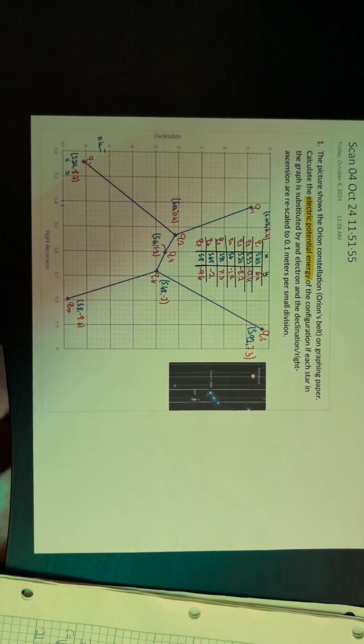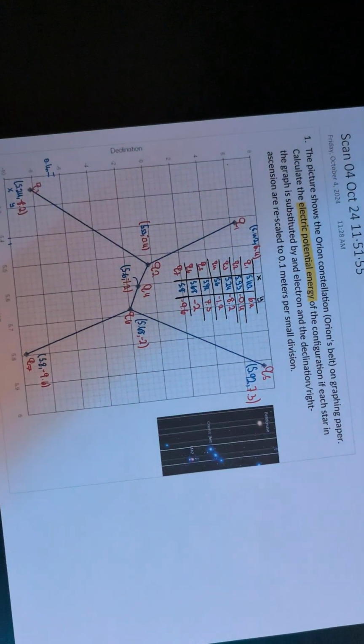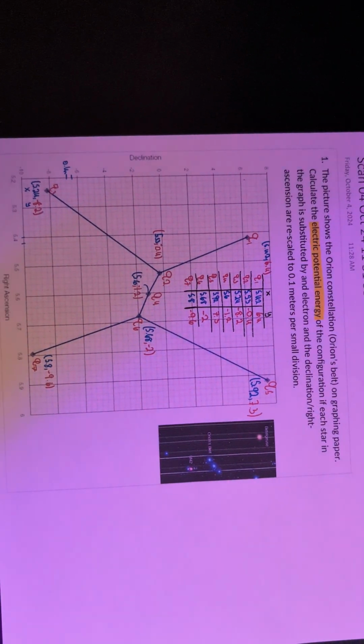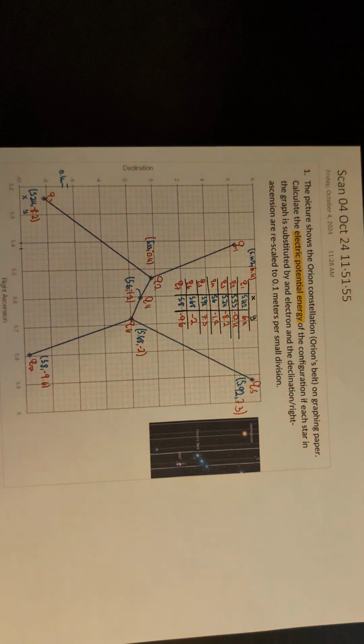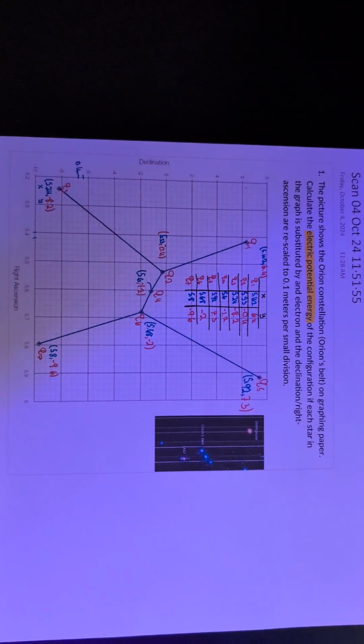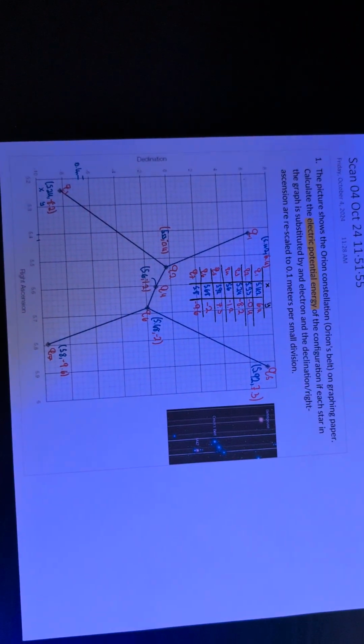Okay, everyone, this is chapter 25, question 1. So, the question is: the picture shows the Orion constellation on graphing paper. Calculate the electric potential energy of the configuration if each star in the graph is substituted by an electron and the declination/right ascension are rescaled to 0.1 meters per small division.